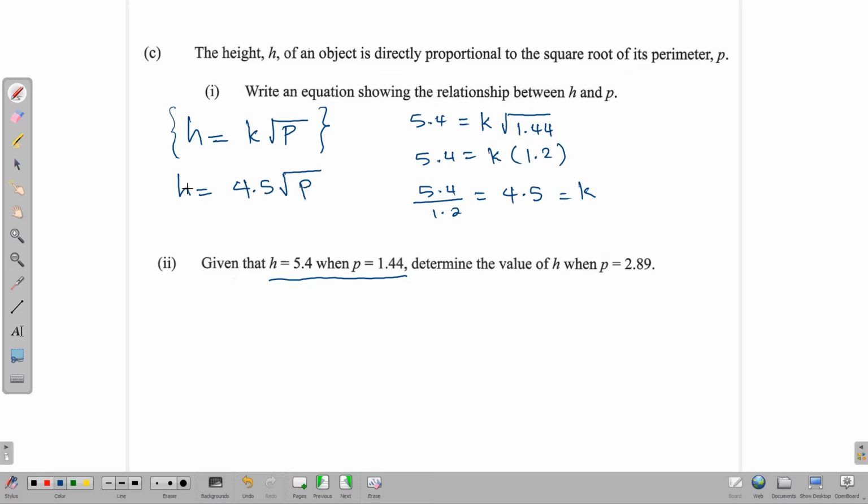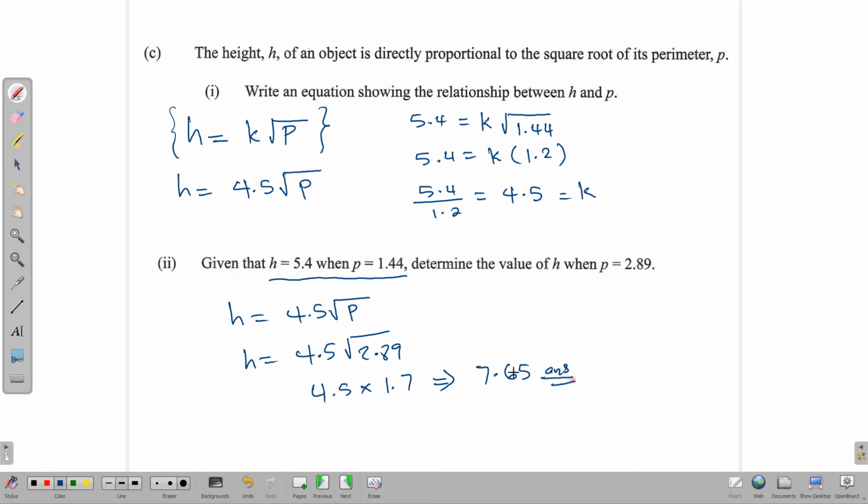Having found this specific form of the equation, we can now use it to find the value of h when p is equal to 2.89. So h is equal to 4.5 times the root of p, and we know that p is 2.89. So h is equal to 4.5 times the root of 2.89, and the root of 2.89 is 1.7. So we have 4.5 times 1.7, and that multiplied out gives us 7.65. And that is our answer.